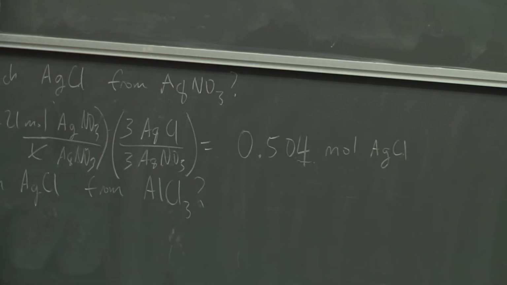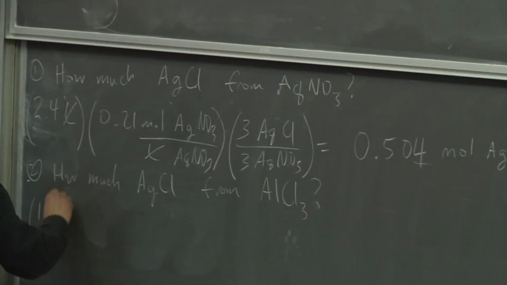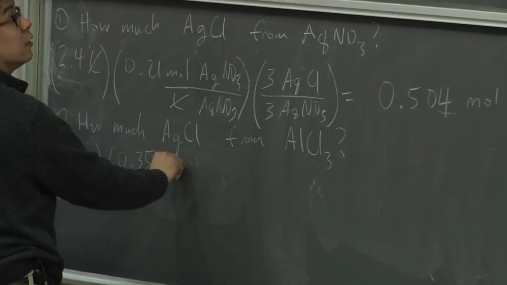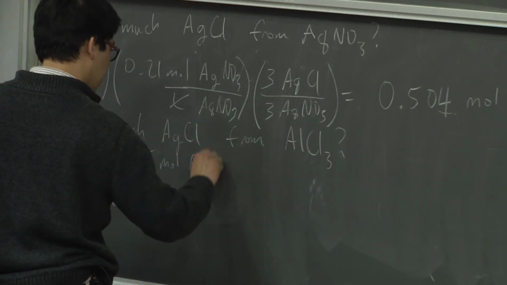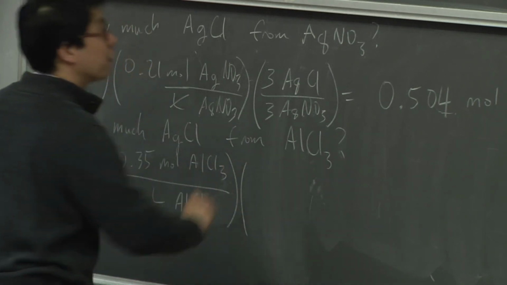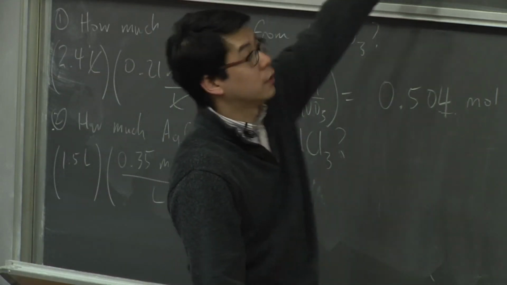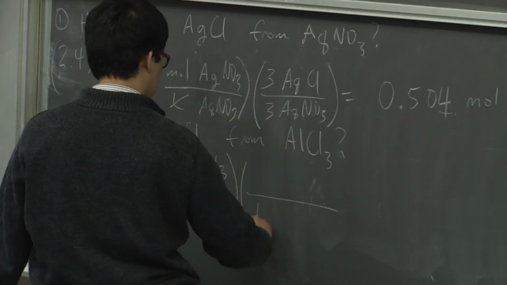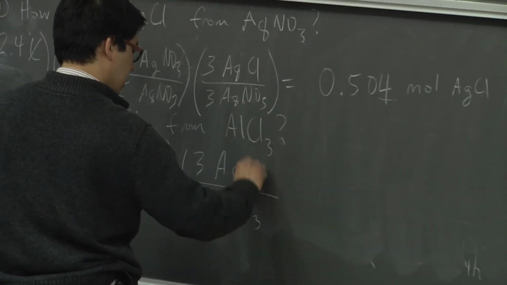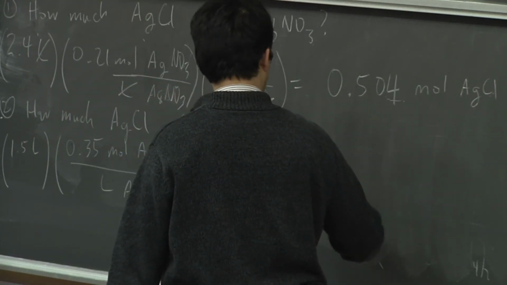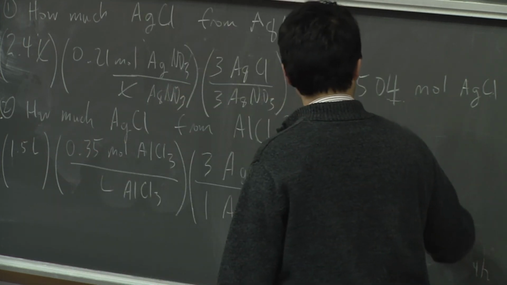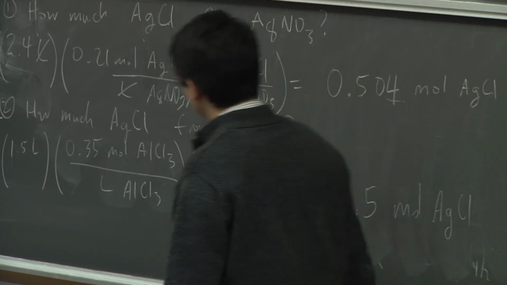From the other one, we're getting 1.5 liters, and the concentration is 0.35 moles of AlCl3 per liter of AlCl3. The coefficients are different now: 1 here and 3 here. So 1 AlCl3 gives me 3 AgCl, and my number here is like 1.57, which is 1.6 with two significant figures, moles of AgCl.